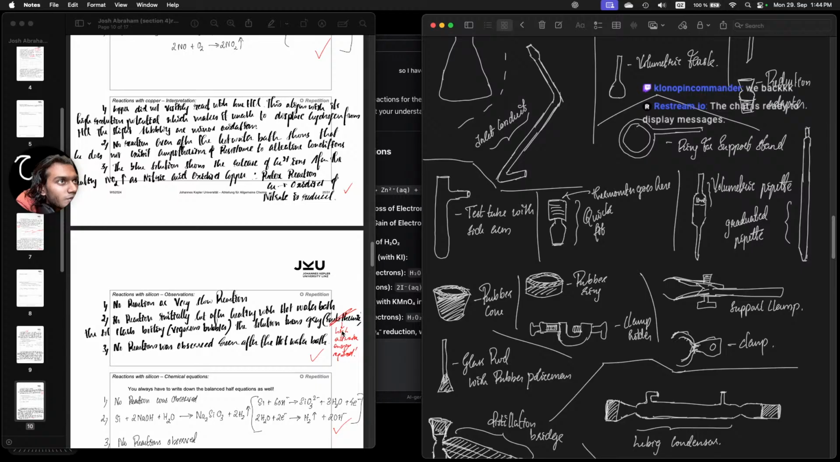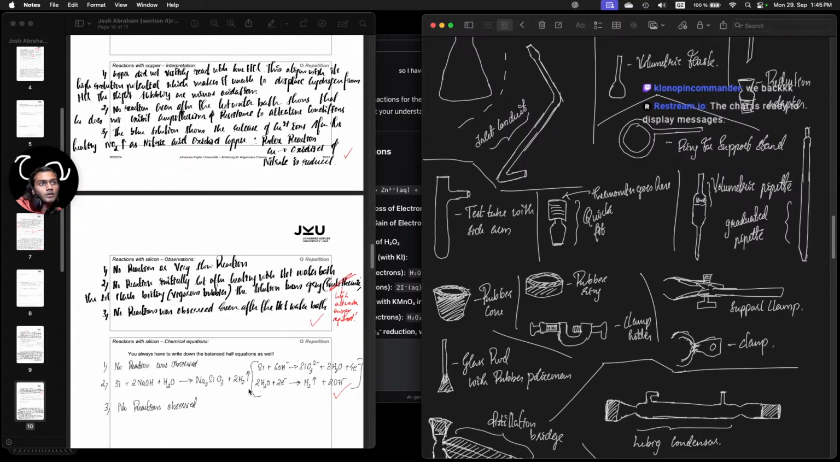High activation energy required. No reaction or very slow reaction. No reaction initially, but after heating in a hot water bath, the solution starts boiling. Vigorous bubbles, the solution turns gray. This is for silicon.